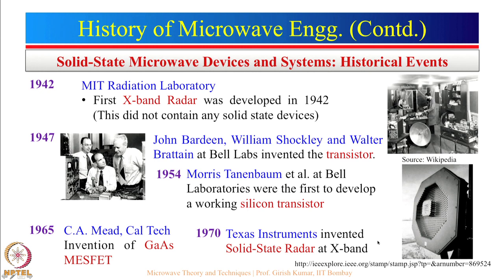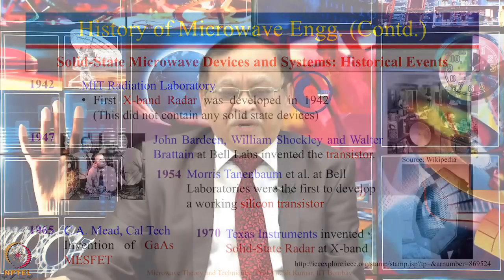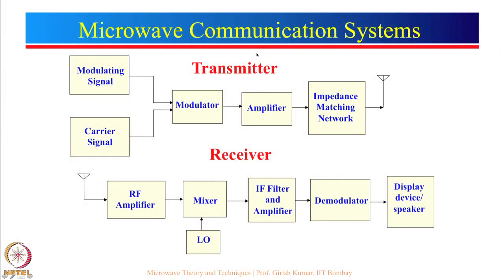So, this is the general historical perspective of how microwave really started, but now let us look at one basic block diagram which is used for a microwave communication system. Here is the block diagram for the transmitter and this is the block diagram for the receiver. Let us see one by one what these block diagrams are all about.